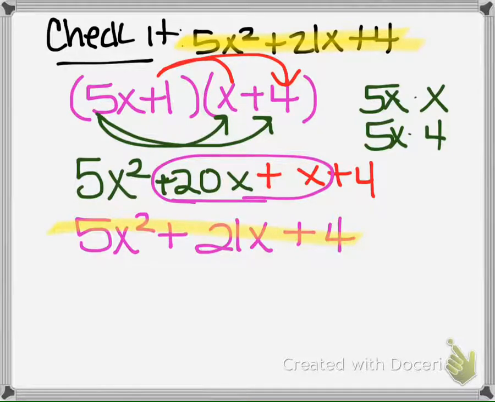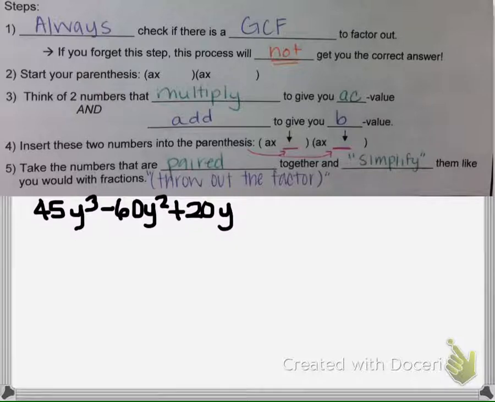So let's try this method out again. Let's try another problem here. First thing is we always have to check if there's a GCF. If we don't do that, this is not going to work out. This method will not get us the correct answer. So is there a number that goes into 45, 60, and 20?